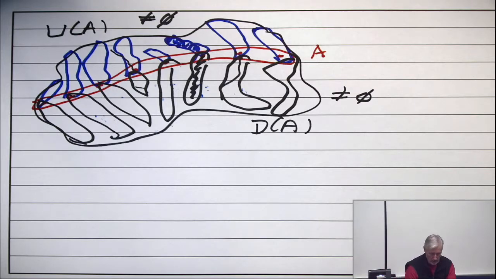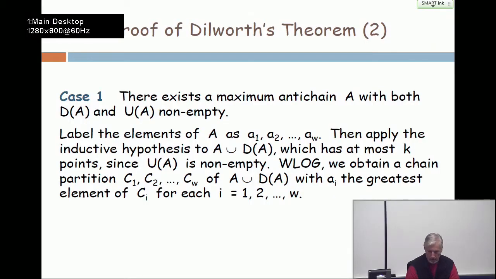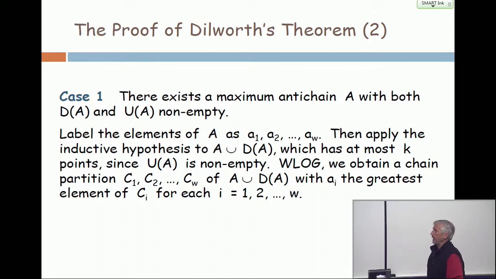Okay. That's case one. Label the elements of the antichain as A1 through AW. Then apply the inductive hypothesis to A union down from A, which has at most K points since up from A is non-empty.